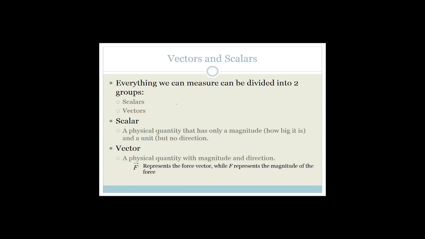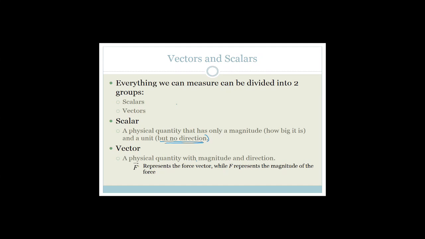A scalar is a physical quantity that has magnitude only, it's how big it is, and has a unit but no direction. In other words, we say how far it has gone, but not what direction. So if I said to you I walked 5 kilometers, that's wonderful, but if I said that I walked 5 kilometers up a mountain, that would be more impressive. So a scalar has got no direction.